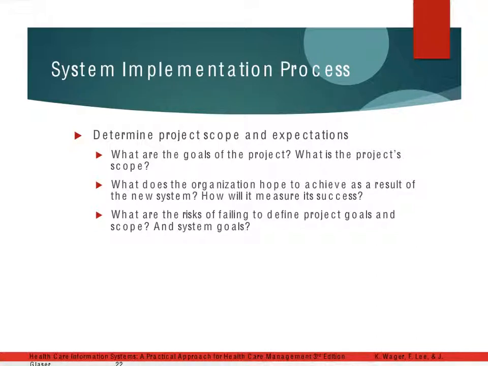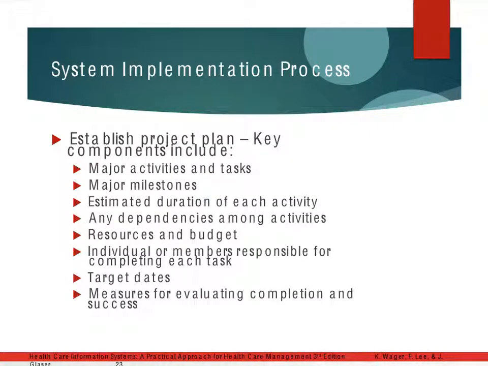What are the goals of the project? What's the scope? What did this organization hope to achieve as a result? These are some of the questions we already talked about in Chapter 7. What are the risks of failing, and what are the system goals? So those are some of the things we talked about in Chapter 7.